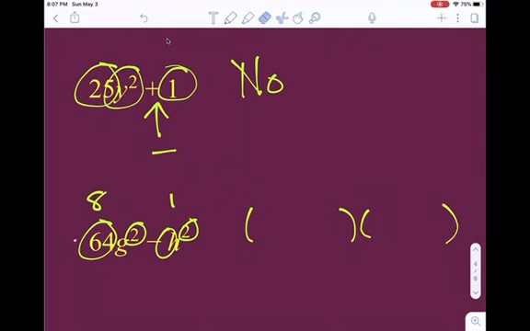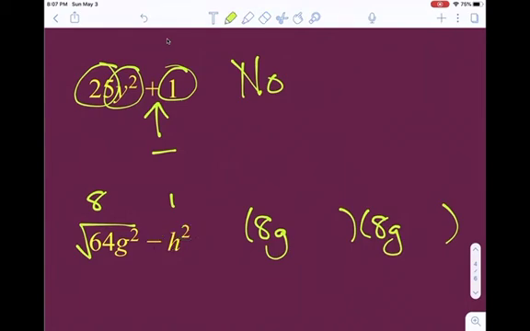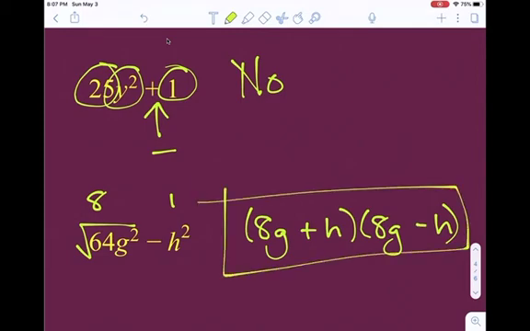So you just figure out what's the square root of 64g squared. Well, it's 8g, because 8g times 8g is 64g squared. And then you say, okay, what's the square root of h squared? Well, it's h, because h times h is h squared. And then you put your plus and your minus, and you're good to go. So that's pretty much how these work: recognizing them and then just remembering how to factor them out. Once you know what signs to look for and you get a little better at it, these are going to go really quickly.